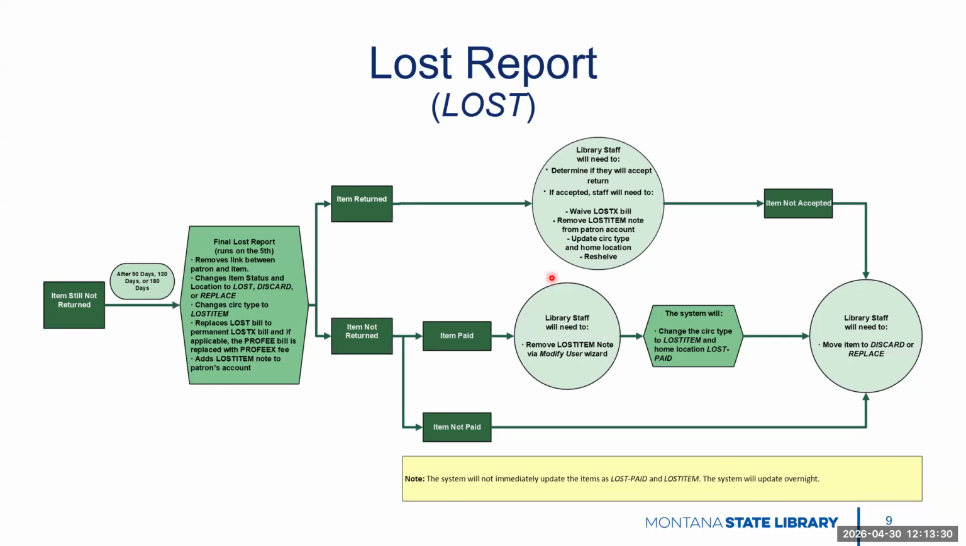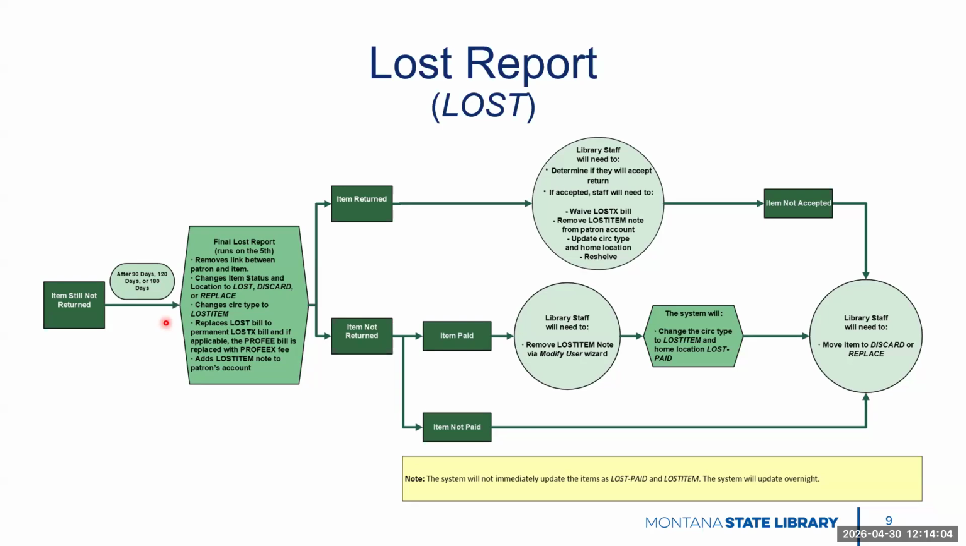So when you go in to look at the user's account after it's moved through this report, you're going to see a permanent lost X bill, which replaces the lost bill, and a permanent process X fee if your library does a processing fee. All of that's going to be blank. The other thing it does to the user's account, it's going to add a lost item note into the notes field, and that's where you're going to get that item information.